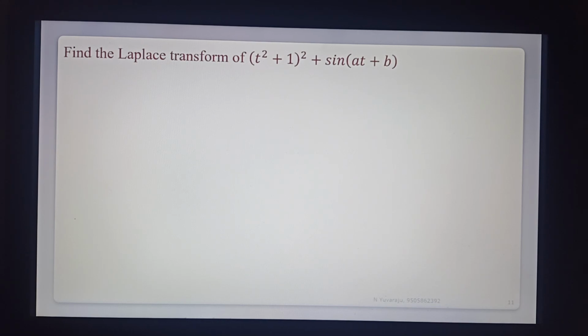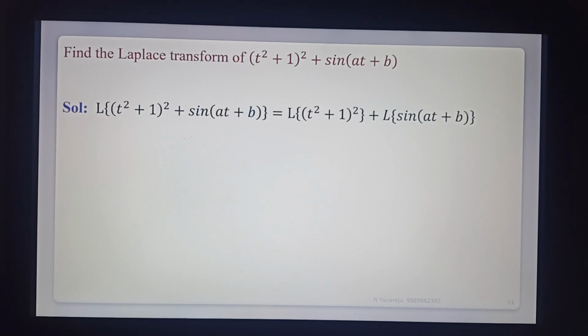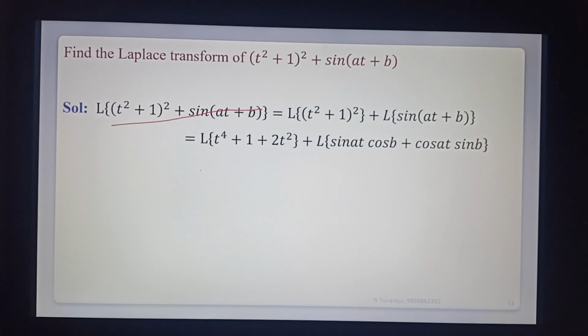Next one, find the Laplace transformation of (t square plus 1) whole square plus sine of (at plus b). So that is equal to L of (t square plus 1) whole square plus L of sine of (at plus b). This is (a plus b) whole square, expand. That is equal to L of t power 4 plus 1 plus 2t square, plus L of, this is sine (a plus b) form only: sin at cos b plus cos at sin b.